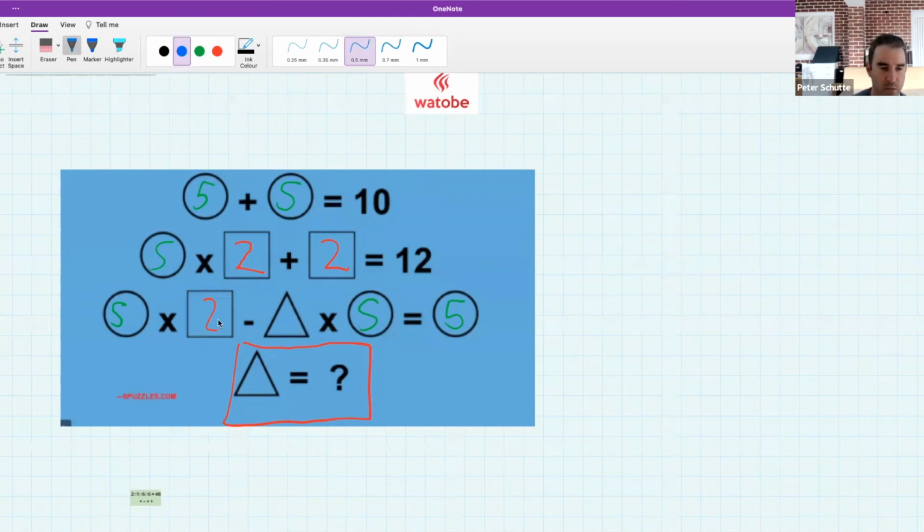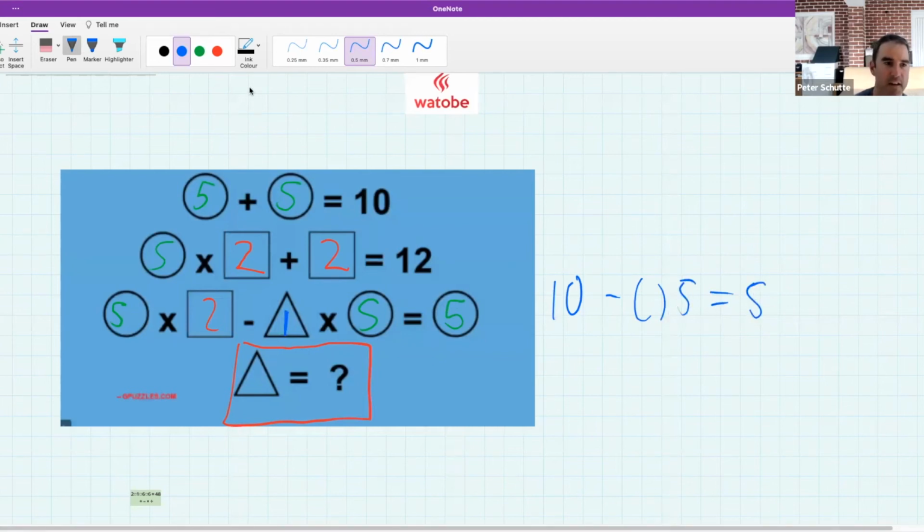Well, 5 times 2 is 10, and it has to end up with 5. The triangle has to be 1, because the only way you'll get 10 minus something times 5 is 5 is if that thing is 1. Yeah, there we go. Awesome. So the answer to today's brain break is equal to 1. Okay.